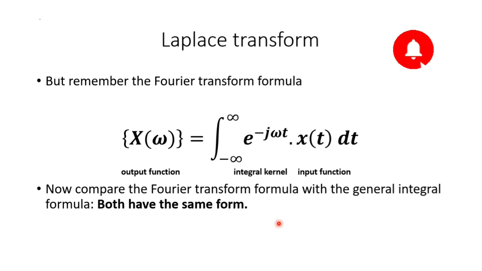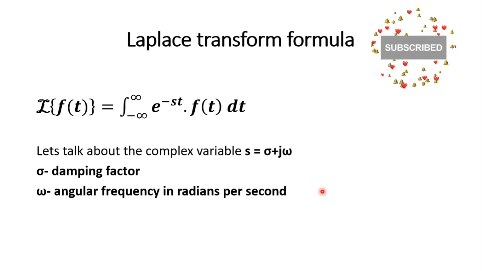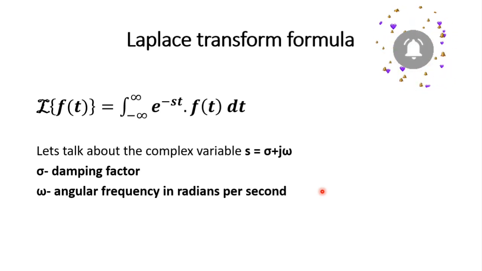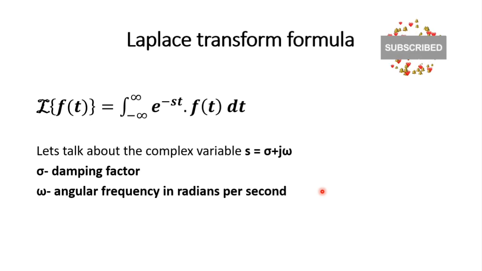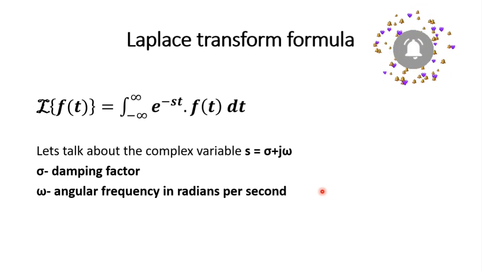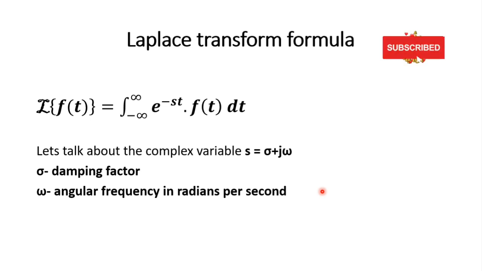I'm sure you all still remember the Fourier transform formula, which is just here. I'm not going to revise it, but it's this one. Now we're going to compare the Fourier transform with the general integral transform. Both have the same form: the output function and the integral kernel, then the input function. Then we go to the Laplace transform formula. This is exactly what we are supposed to talk about in the class, and this is what is important. The Laplace transform formula.